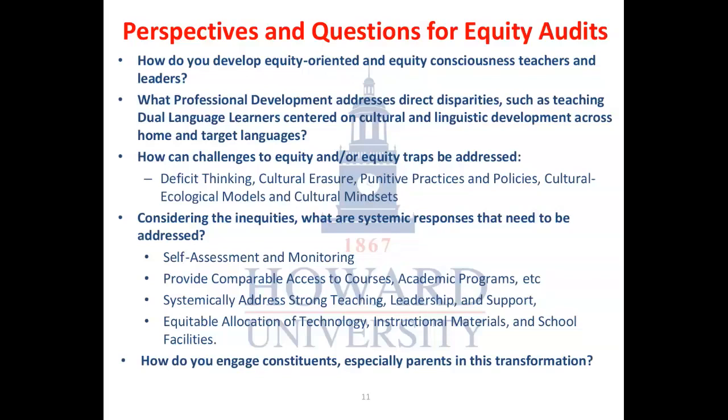Then, of course, considering the inequities, your systemic responses, what does that look like for not only self-assessment, but also continued monitoring? What does that look like for essentially looking at comparable information and data across courses, programs, or academic programs across schools in the district, to systemically address strong teaching, leadership, and support, equitable allocation of technology, instructional materials, and school facilities? I'm sure there are other areas that we can address, essentially creating a form or even a table that says, okay, where are we when it comes to this particular area of inequity, and how is it being addressed?